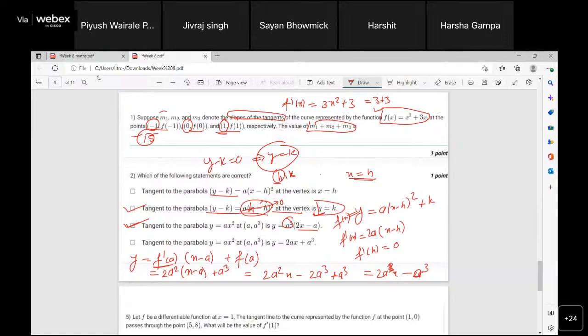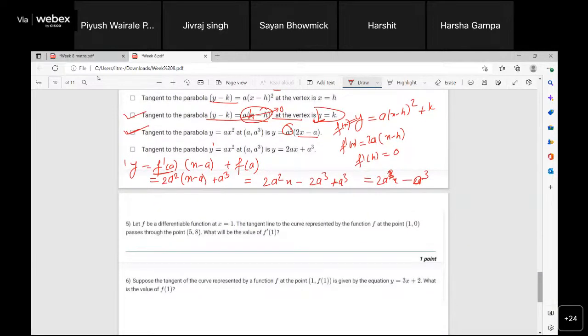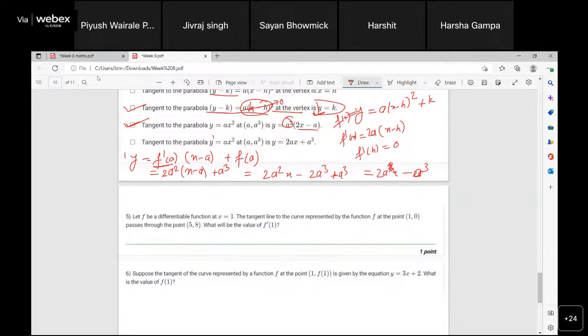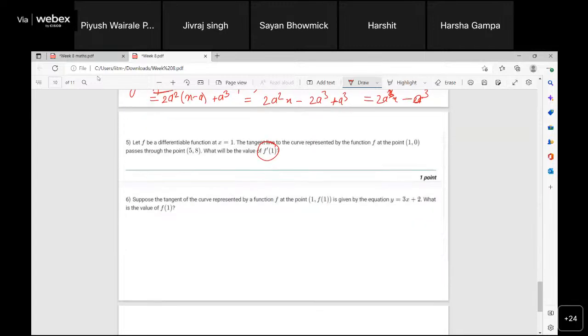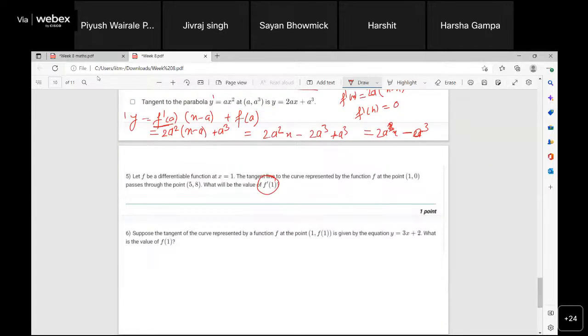Just apply the same thing here. Put the generalized equation, differentiate it, put the particular point, then x minus a, then plus f of a. Now apply the same concept we have just discussed and try to find out the value of f dash of 1. We have 3 questions remaining. Let's try to do that.